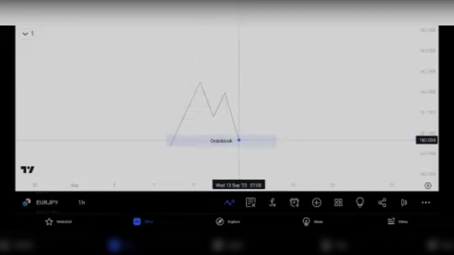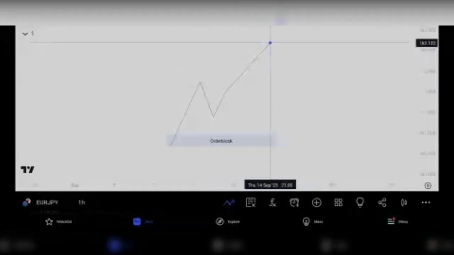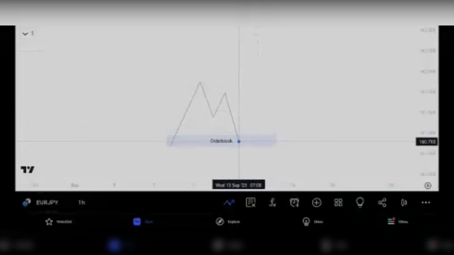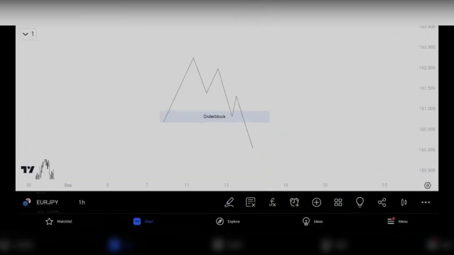To tap into this particular point and push upward further. But now when price comes into this point, does something of this nature and breaks through it, this is what we call an order block being violated.